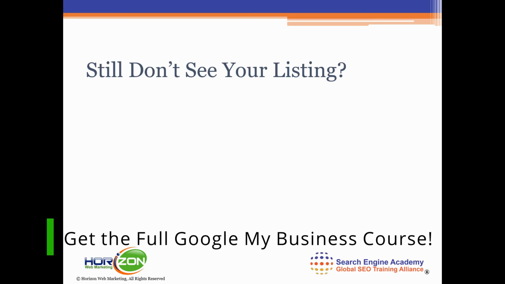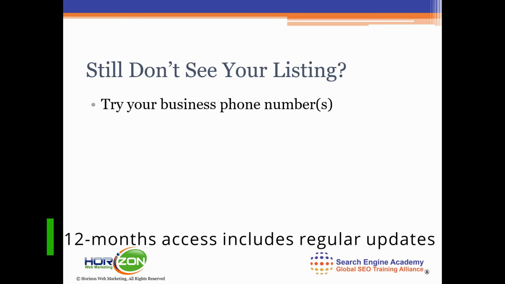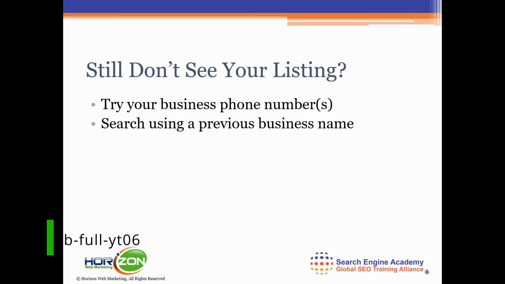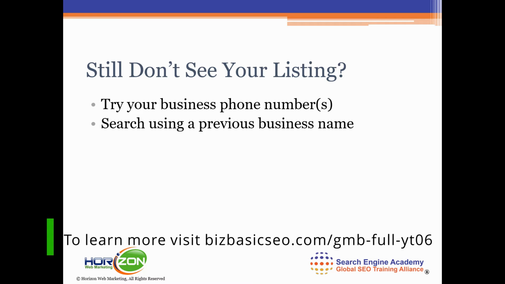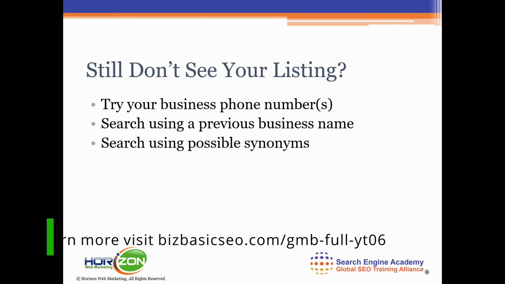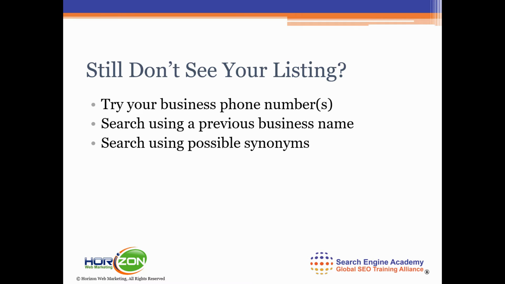Now, what if you still don't see your listing? Well, your next step, try your business phone number or any phone numbers. The other thing that you can do is search, if you know that your business name has changed or there are different variations of your name, then search on the old name, search on a synonym. If I was doing Horizon Web Marketing, I might do a search on Horizon Digital Marketing, or I might do a search on Horizon Web Marketing MKTNG, like an abbreviation.